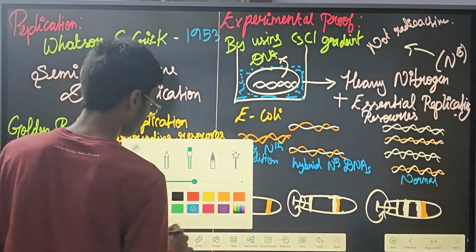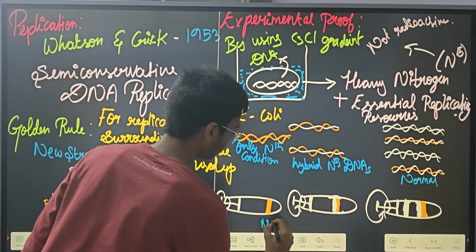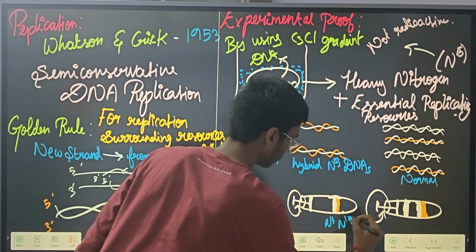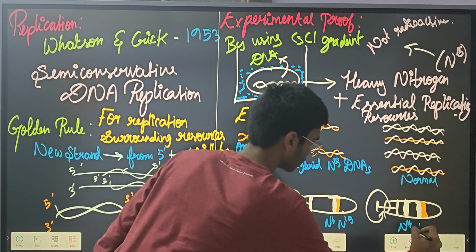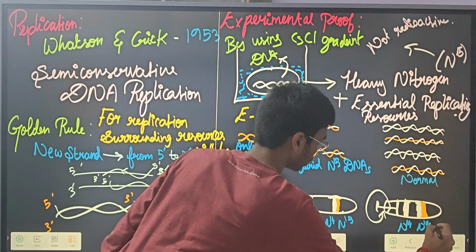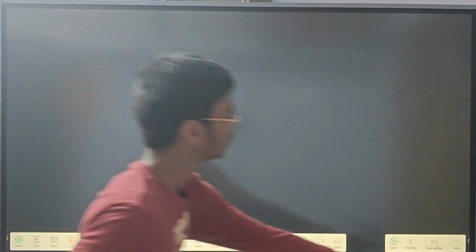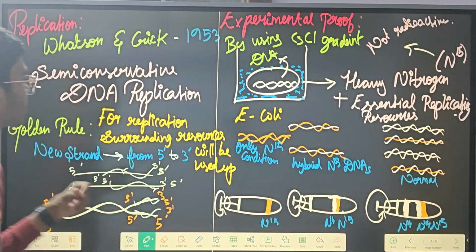If you just take it out, this will have only N15, this will have N14, and then this will have N15, this will have N14, this will have N14, this will also have N15. Okay, so this is what it is. If you want, you can take a screenshot.